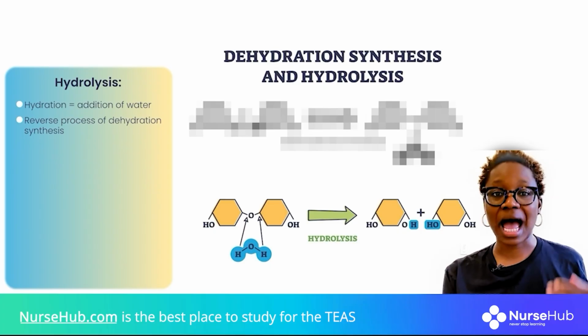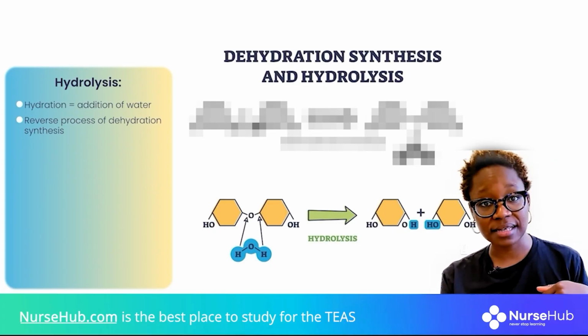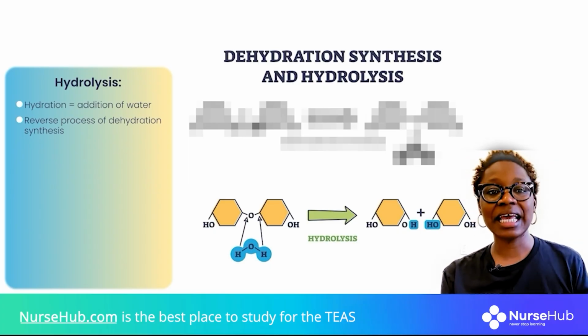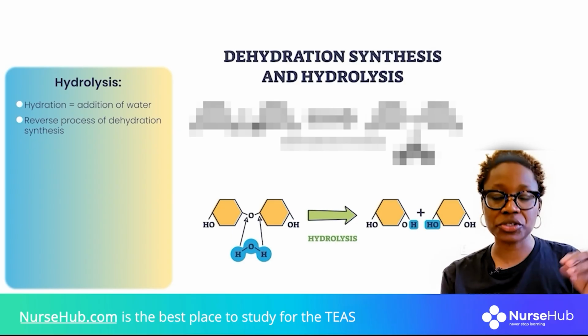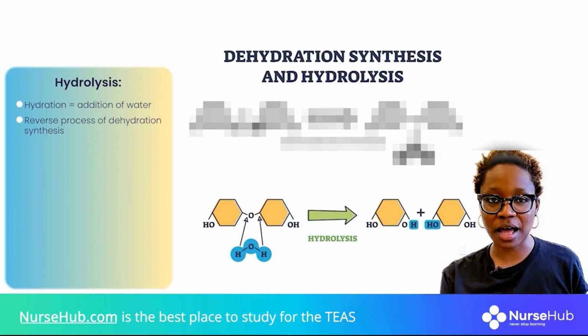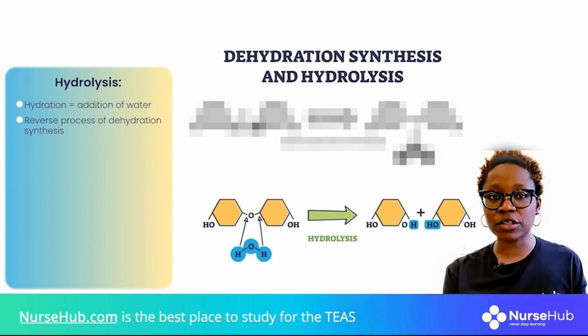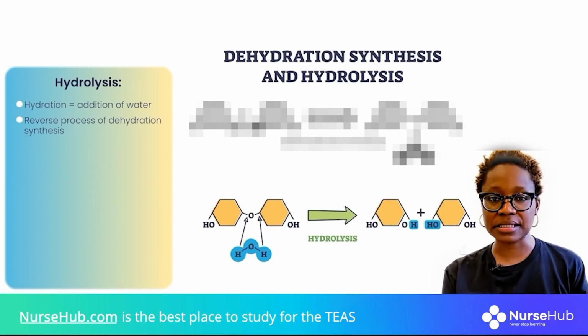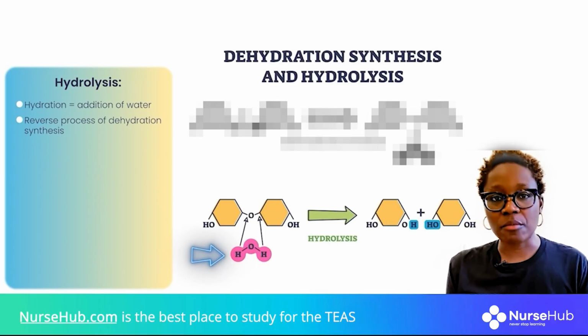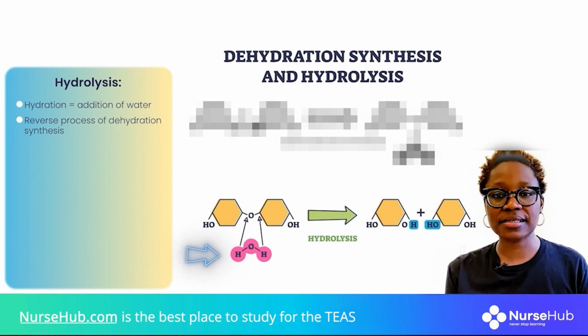On the other hand, hydrolysis is the reverse process of dehydration synthesis. It involves breaking down the polymers, so deconstructing that Lego construction into their individual monomers, those individual Lego pieces, and it adds a water molecule in doing this.